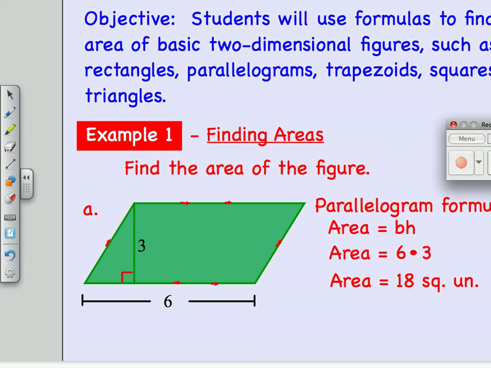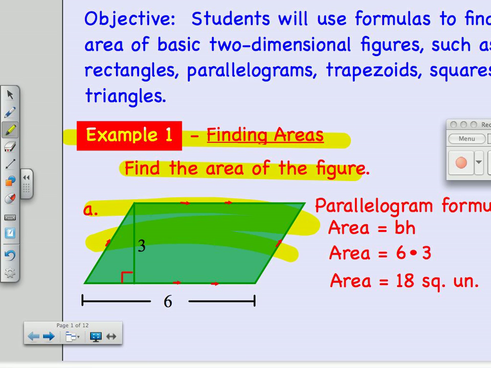Somebody told me yesterday they weren't sure what to write down because I didn't highlight anything. So make sure you write everything down, draw the shape, write the height and the length, parallelogram formula, area equals base times height. So 6 is the base, 3 is the height, so 6 times 3. 6 times 3 is 18, so the area is 18 square units on this one.